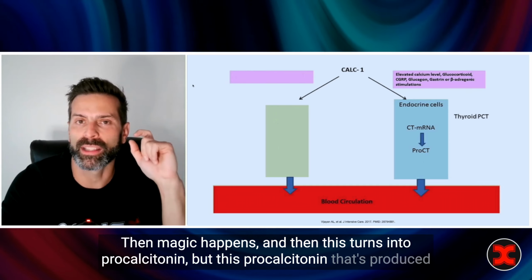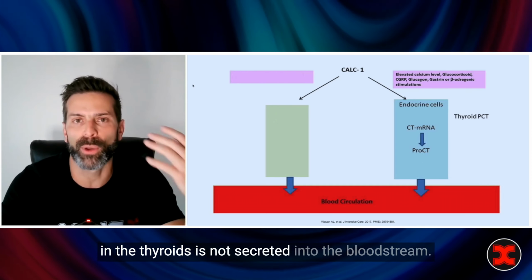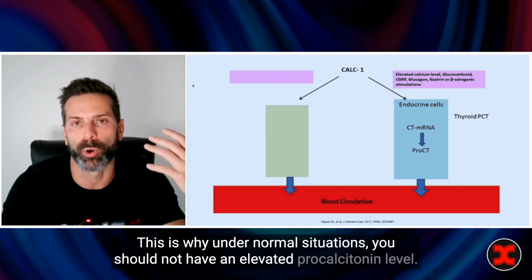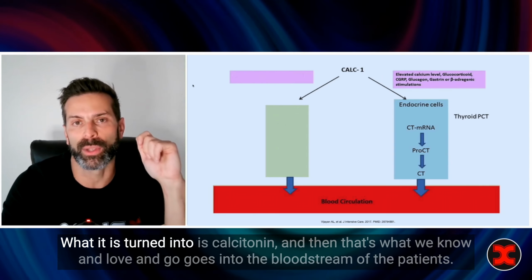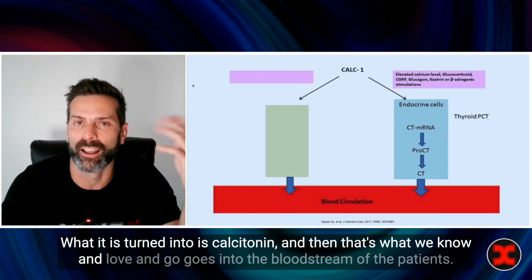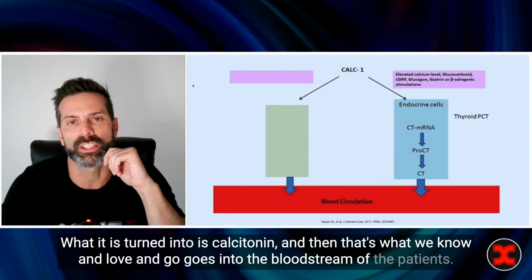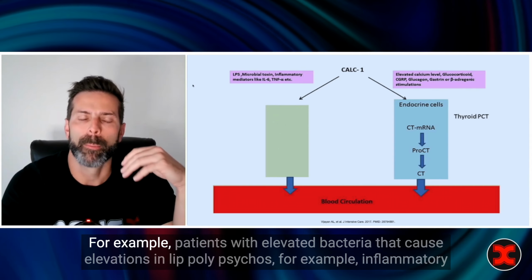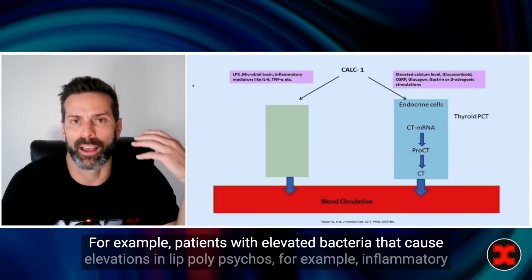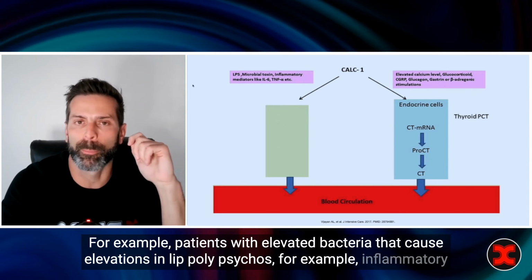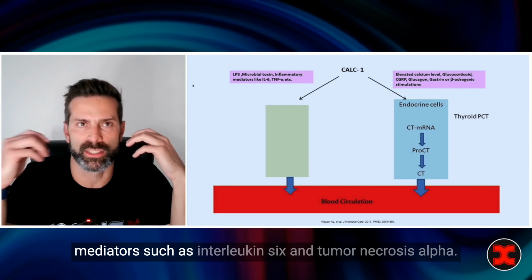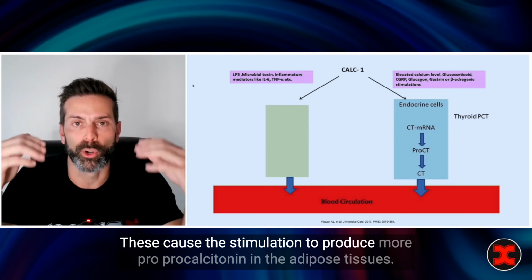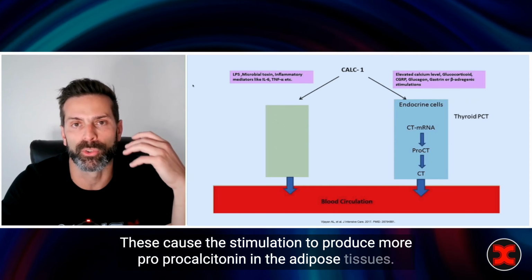But this procalcitonin that's produced in the thyroid is not secreted into the bloodstream. This is why under normal situations, you should not have an elevated procalcitonin level. What it is turned into is calcitonin, and that's what we know and love and goes into the bloodstream of the patients. However, under pathological situations, for example, patients with elevated bacteria that cause elevations in lipopolysaccharides, inflammatory mediators such as interleukin-6 and tumor necrosis factor alpha, these cause the stimulation to produce more procalcitonin in the adipose tissues.